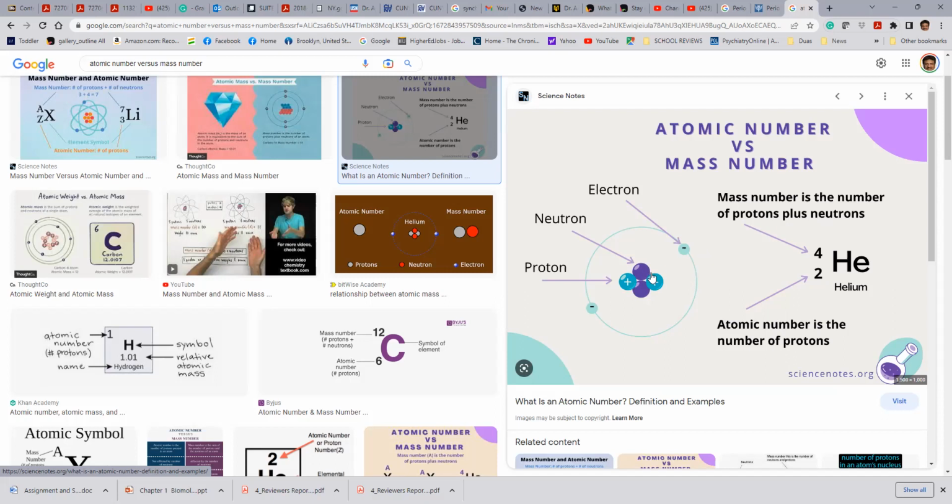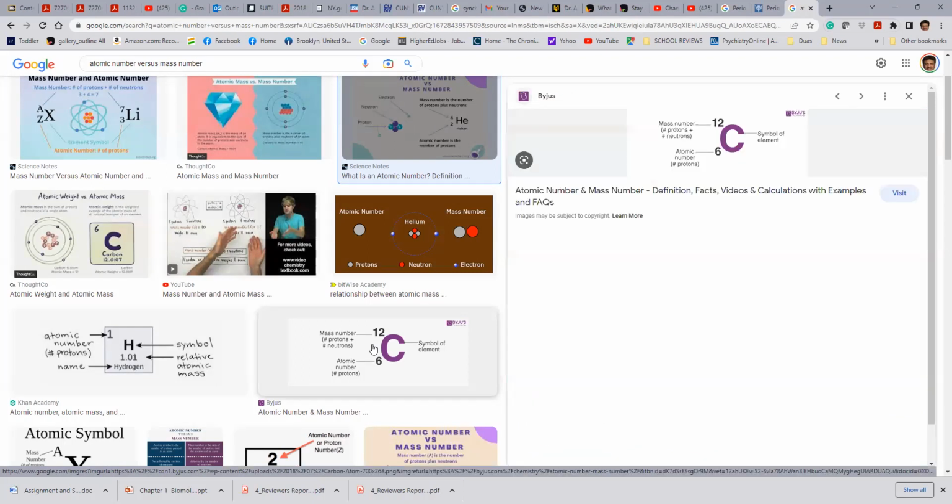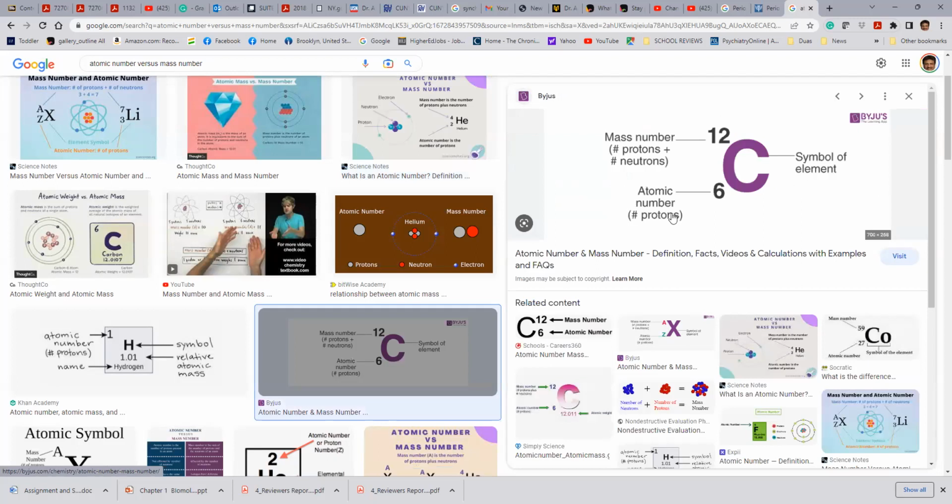Atomic mass refers to protons plus neutrons. So in the case of helium, 2 is the atomic number, which refers to the number of protons. 4 is the atomic mass, which refers to protons plus neutrons. The same you would see in carbon: atomic number, number of protons, and 12, atomic mass, protons plus neutrons. Protons are positively charged, neutrons are neutral.